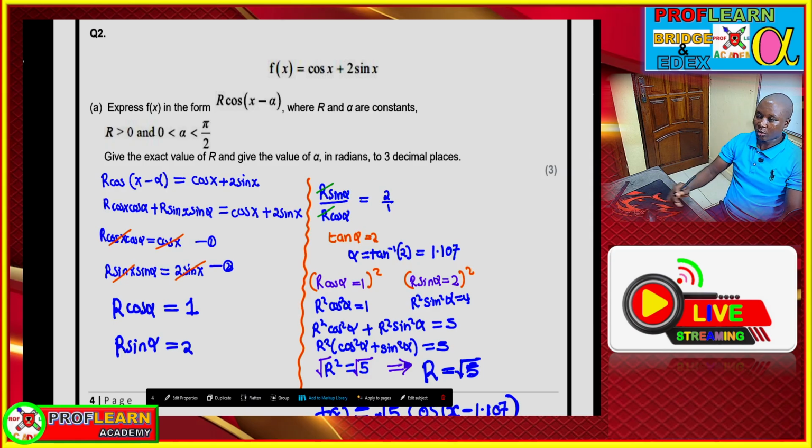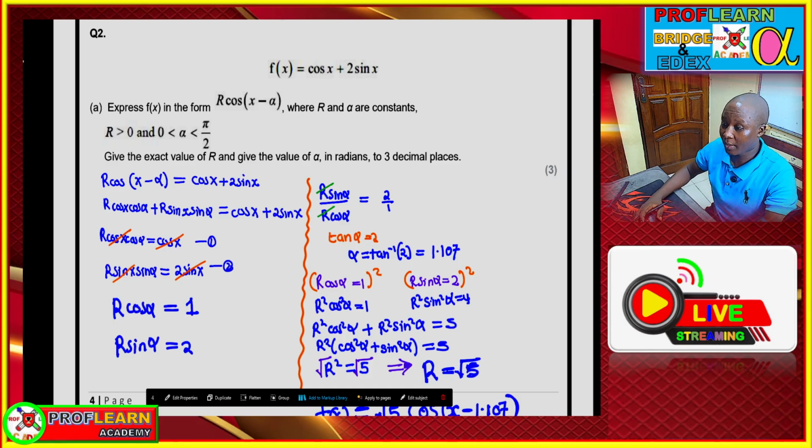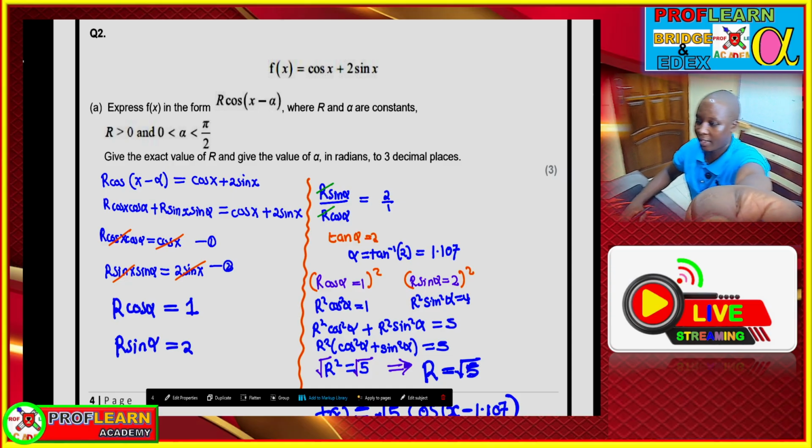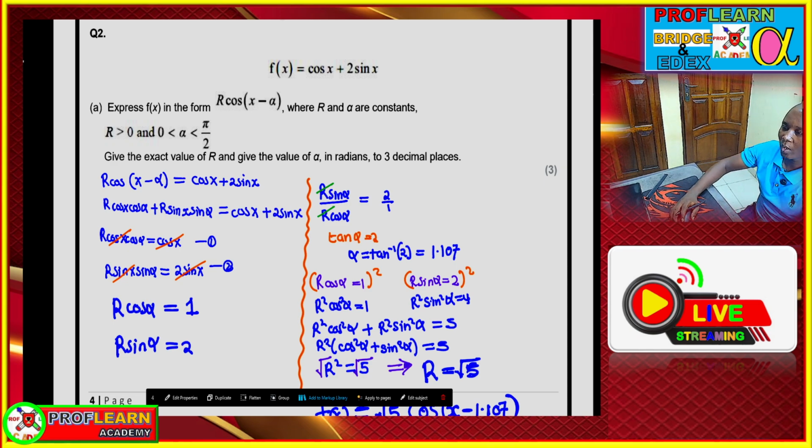Now looking at question 2, it is a question to do with trigonometry, a very common question, a very common concept that you might be asked to answer. Express f of x in the form r cos(x minus alpha). f of x was given as cos x plus 2 sin x. Any moment you are given a question like that, guys, what you really have to remember when working it out is the compound angles.